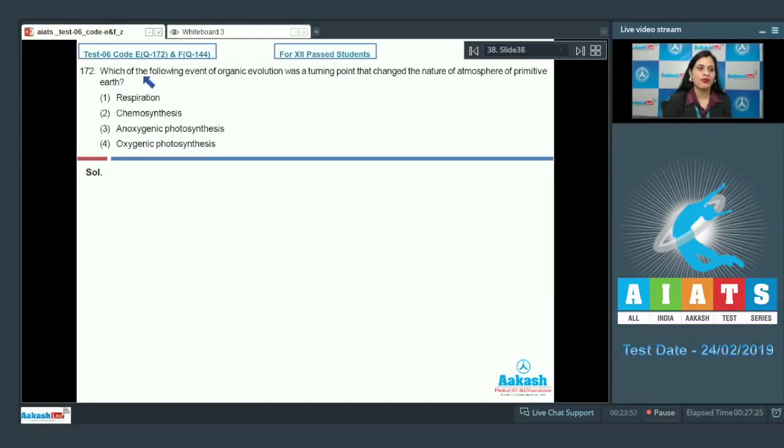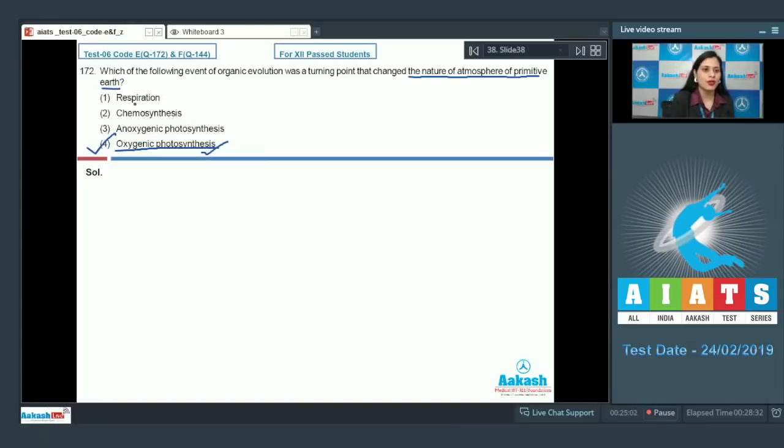Question number 172. Which of the following events of organic evolution was a turning point that changed the nature of atmosphere of primitive Earth? And the options are respiration, chemosynthesis, anoxygenic photosynthesis, oxygenic photosynthesis. And the correct answer to this question is option number 4, oxygenic photosynthesis. It was a turning point that changed nature of atmosphere of primitive Earth, which was reducing to oxidizing. In primitive Earth, we have reducing atmosphere, which gets changed into oxidizing atmosphere due to oxygenic photosynthesis.